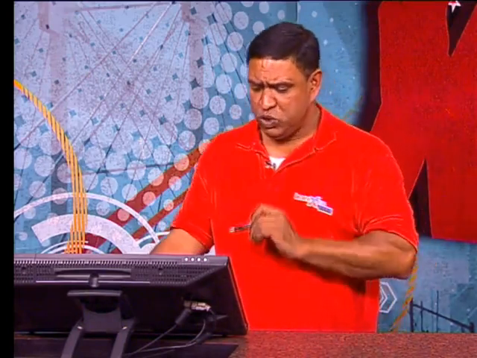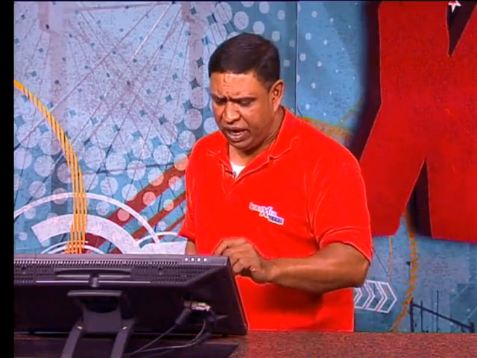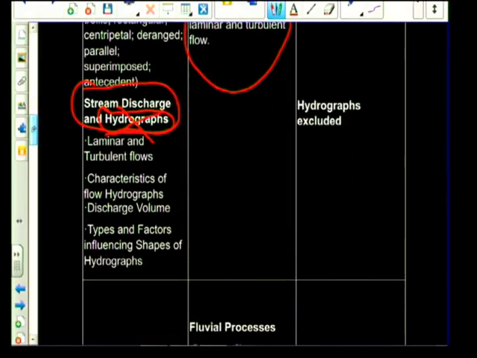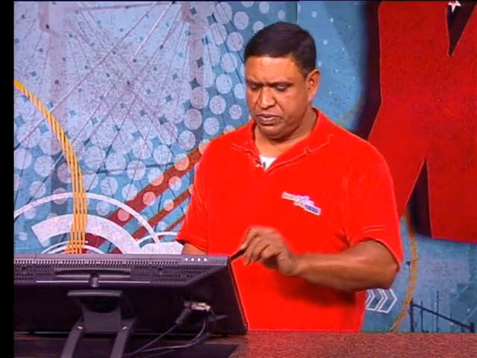Nevertheless, please do it. The main emphasis down here will be on discharge of a river, what is it, and the laminar and turbulent flow. That will be your main factors on that. So, in other words, flow hydrographs out, shapes of hydrographs out. Okay, the whole thing on hydrographs will be excluded.